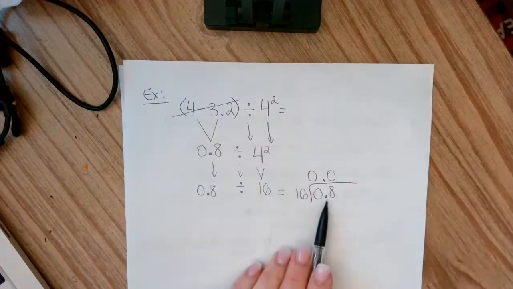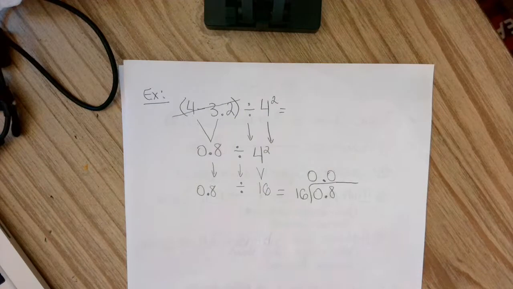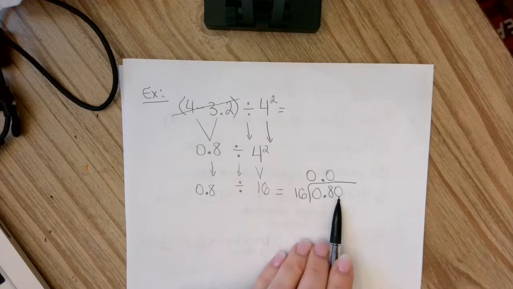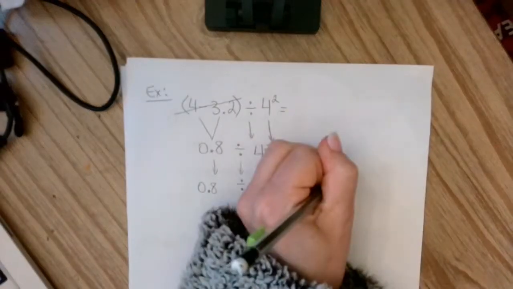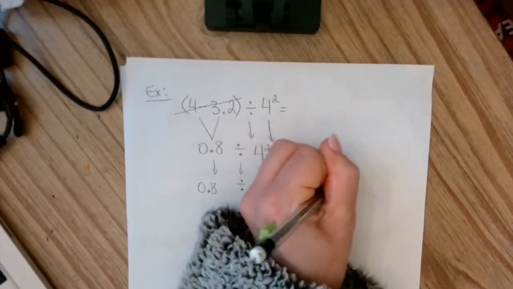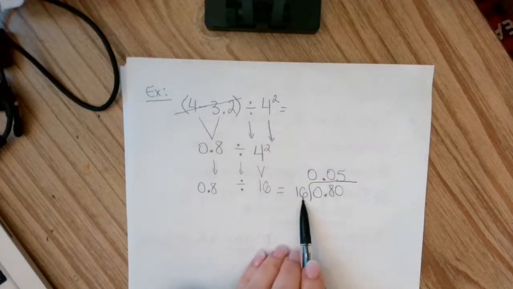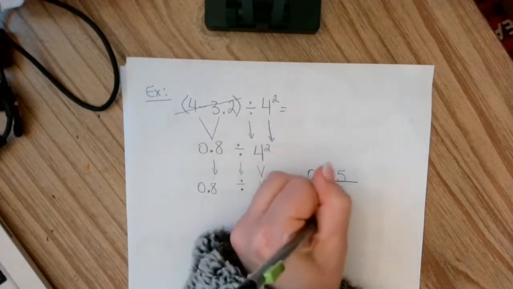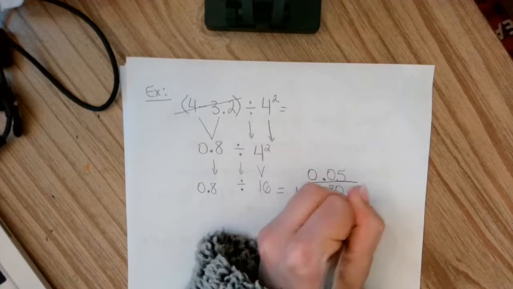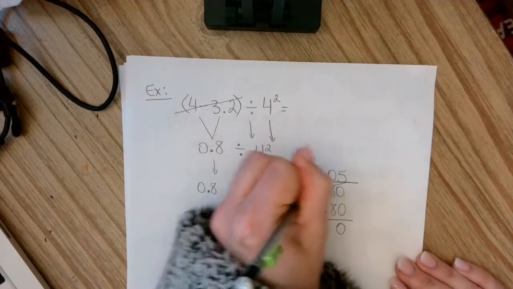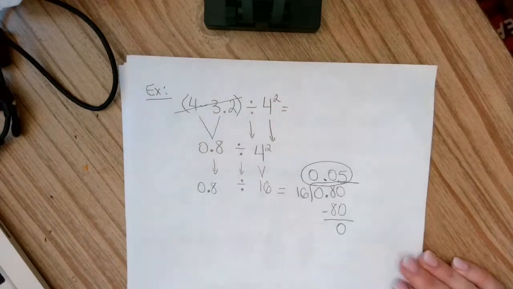But guess what? That decimal gives me permission to add another 0. So then can 16 go into 80? Yes. The answer is 5 times. So 5 times 16 actually gives me 80. So then I'm left with no remainder. So my answer to that problem is 0.05.